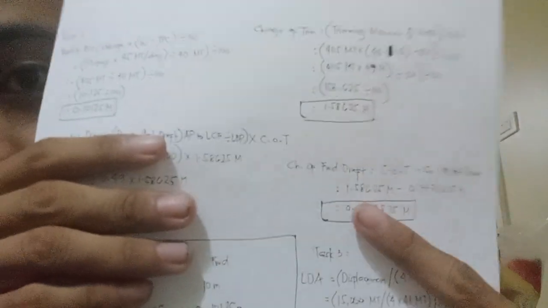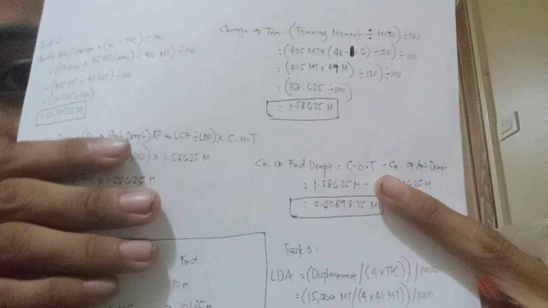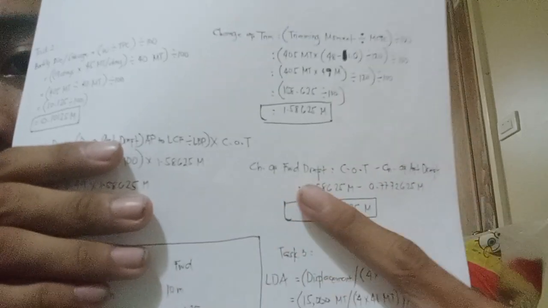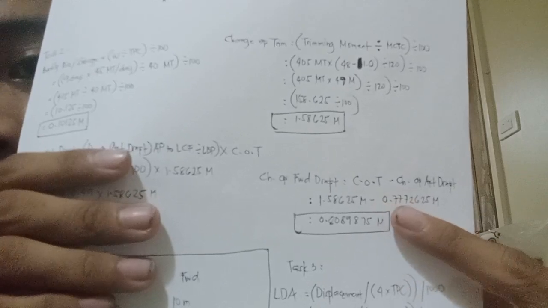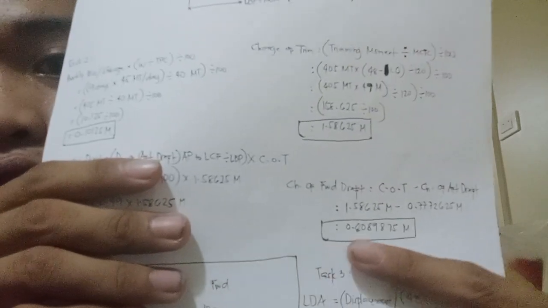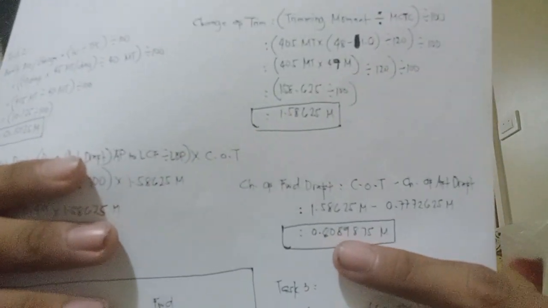And getting the change of draft. This change of draft is the change of trim minus the change of aft draft. So 1.58625 meter minus 0.77772625 meter, and the result is 0.808989875 meter.